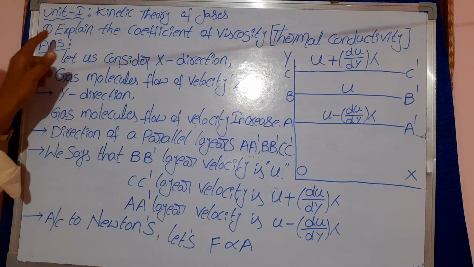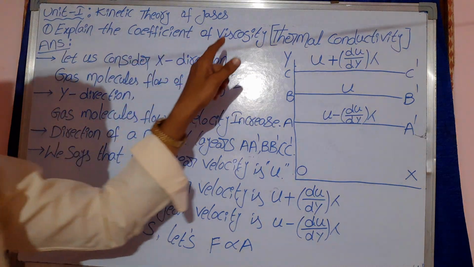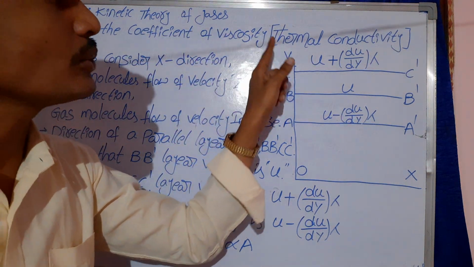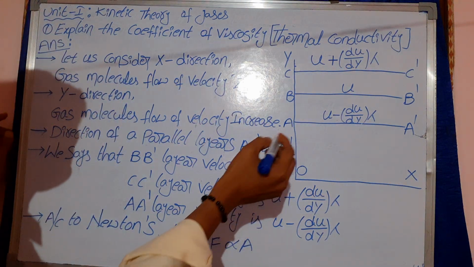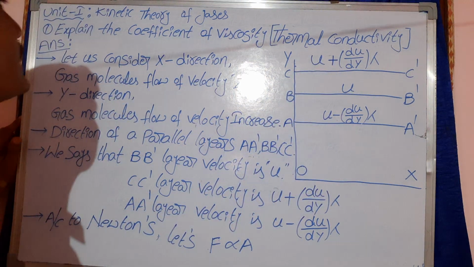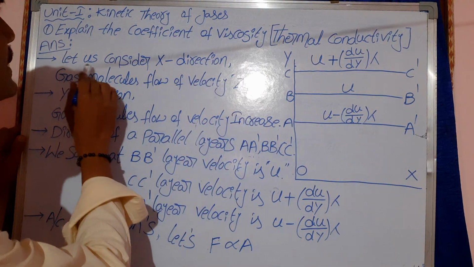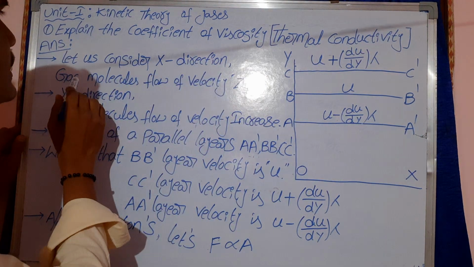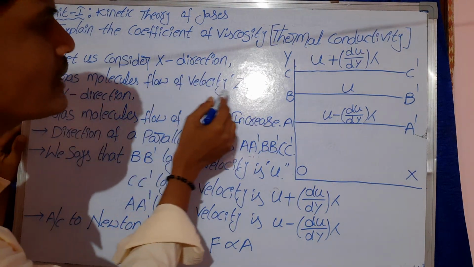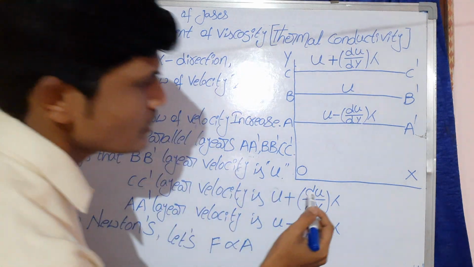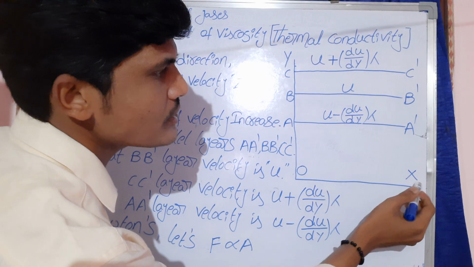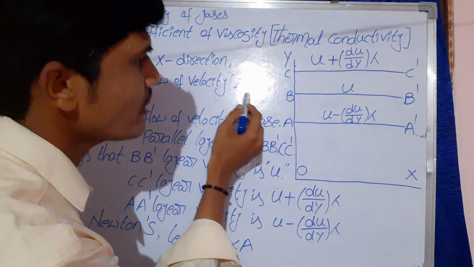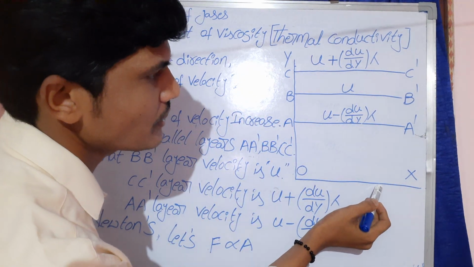First question: explain the coefficient of viscosity or coefficient of thermal conductivity. This is the flow diagram. First, let us consider the x direction: gas molecules flow with velocity 0. This is the x direction, this is the origin, so the x direction flow of velocity is 0.